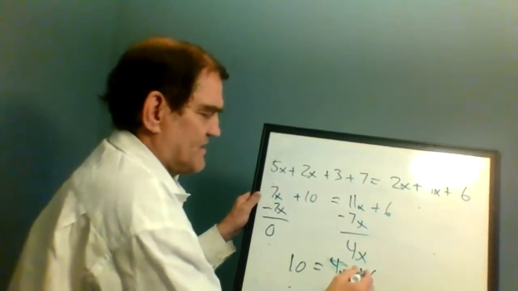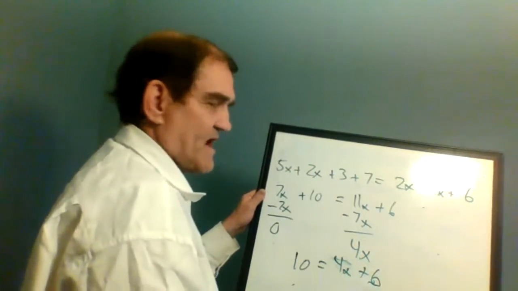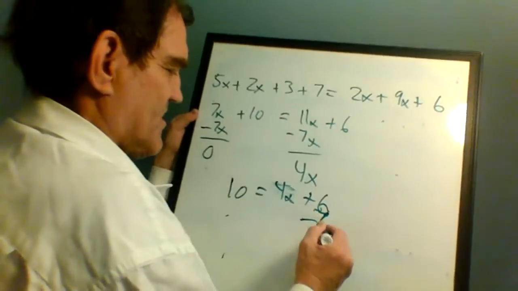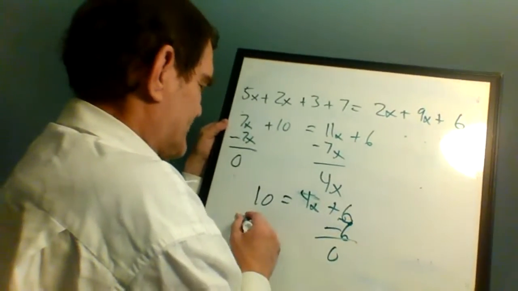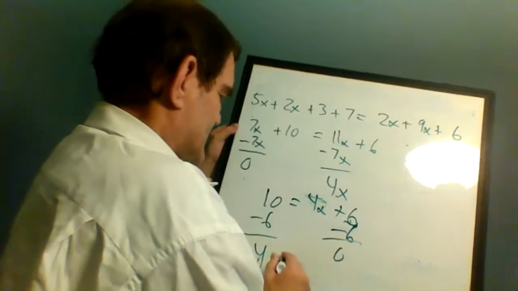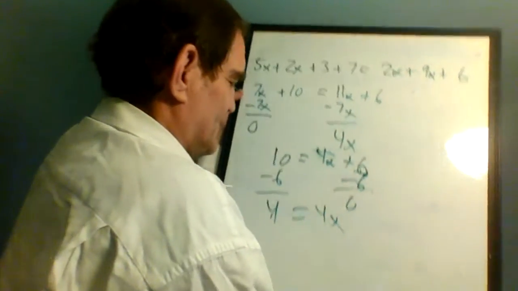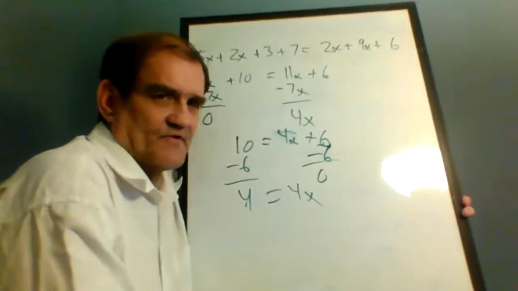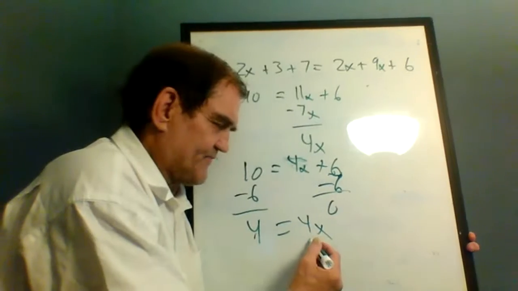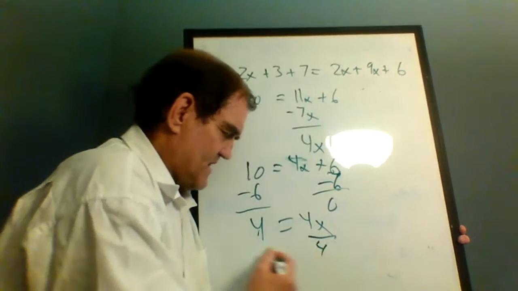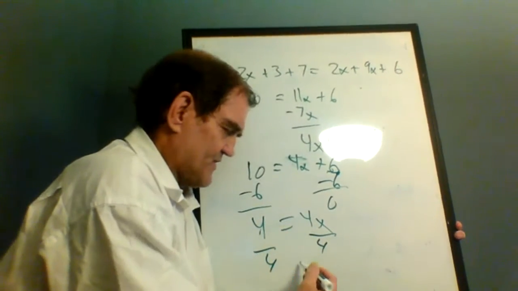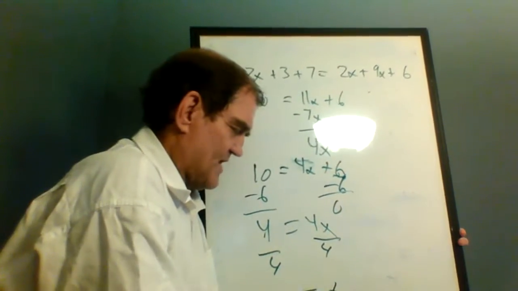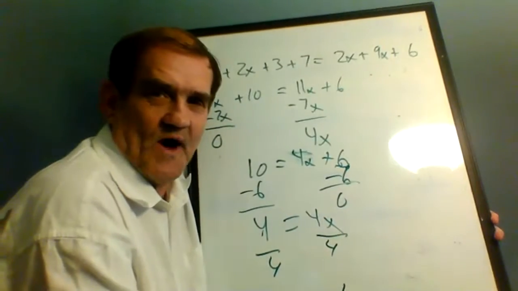So what do you do now? You want to get rid of the 6 on this side. You subtract 6, and you get 0, and you subtract 6 from 10, and you get 4. And you get 4 equals 4x. Oh, that looks sweet. Only one problem. You want x all by itself. So you divide this 4x by 4, and you divide this 4 by 4. So you end up with x all by itself, and 4 divided by 4 gives you 1. So the answer is 1.